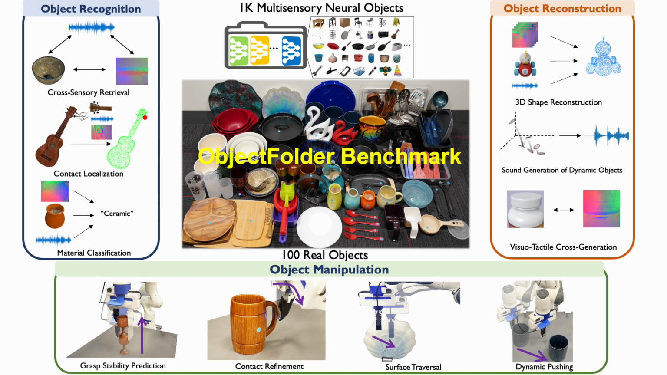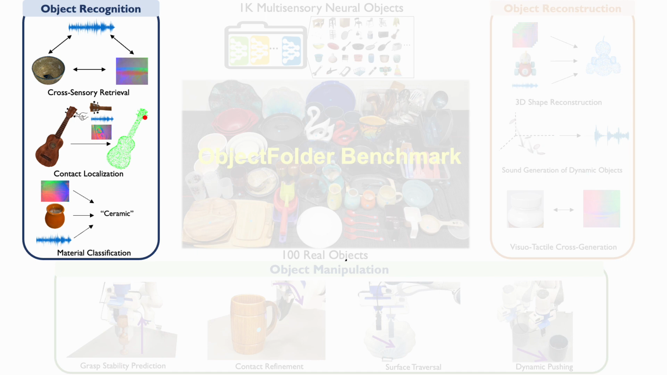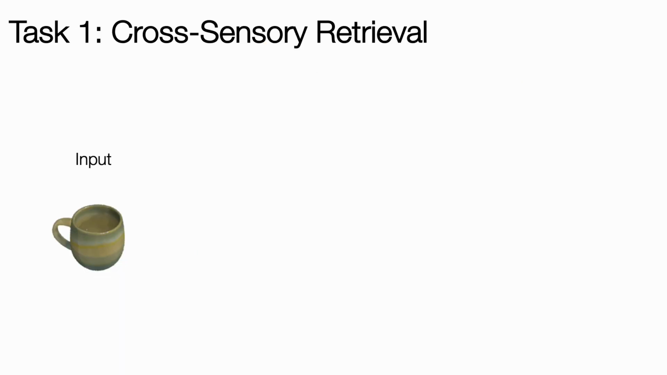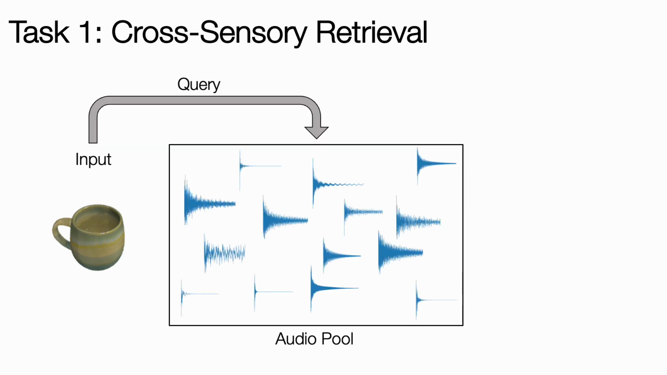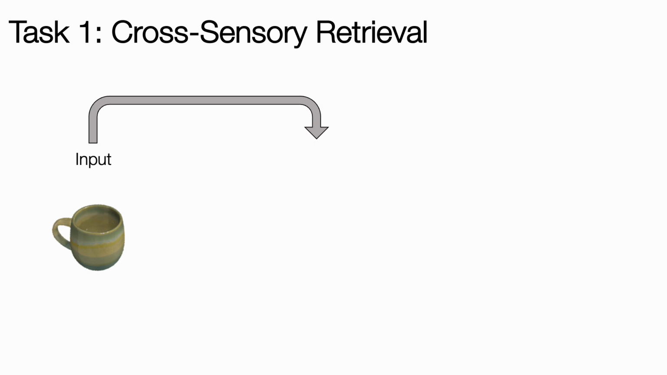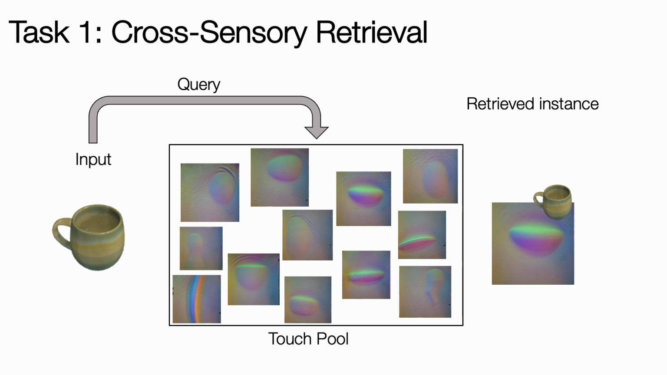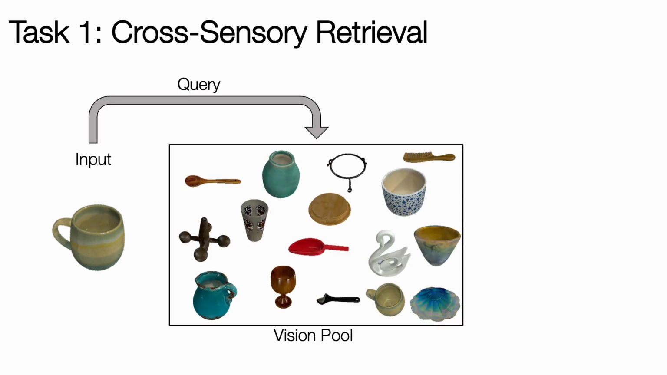Next, I will give a quick overview of all benchmark tasks in our benchmark suite, starting from object recognition. Our first benchmark task is cross-sensory retrieval, where the model is tasked to take one sensory modality as input and retrieve the corresponding data of another modality, for example audio, from a pool of sensory observations from different objects. It can also retrieve from the pool of tactile images, all within the same modality.